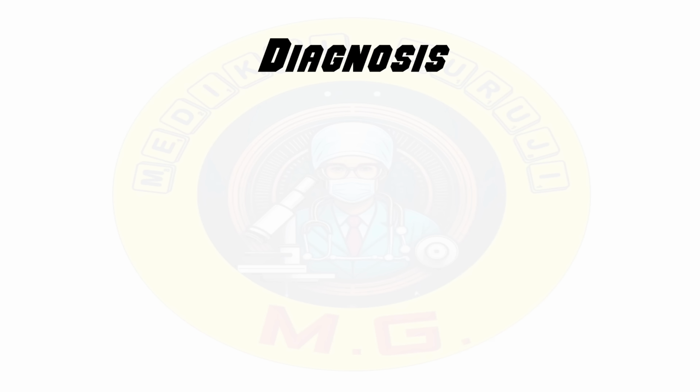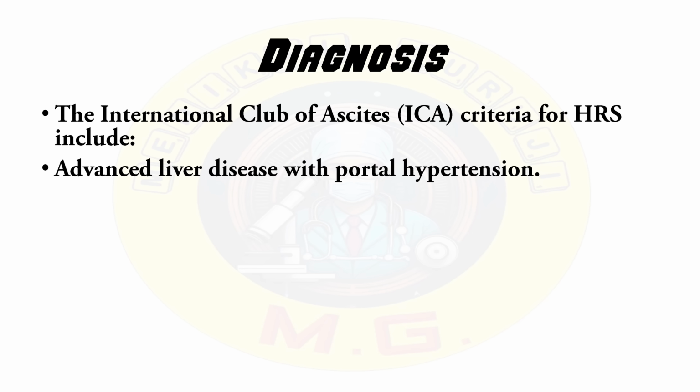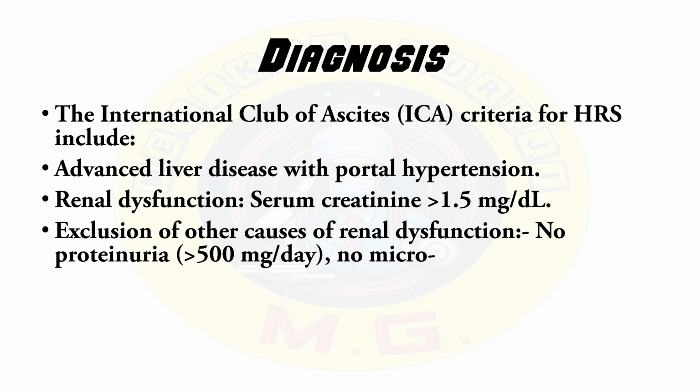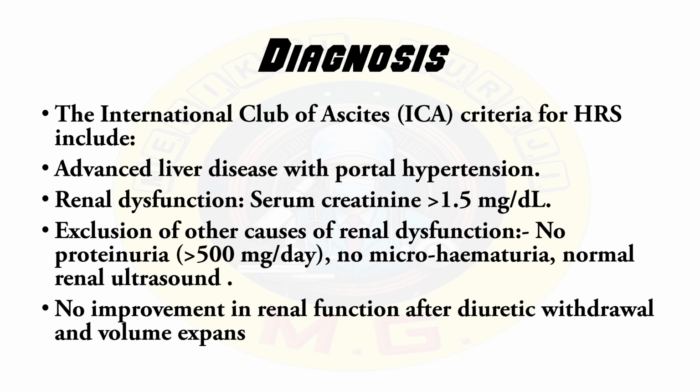Coming to diagnosis, the diagnosis of hepatorenal syndrome is based on clinical criteria as there are no specific diagnostic tests. The International Club of Ascites (ICA) criteria for hepatorenal syndrome include advanced liver disease with portal hypertension, renal dysfunction, that is serum creatinine more than 1.5 mg per deciliter, exclusion of other causes of renal dysfunction, that is no proteinuria more than 500 mg per day, no microhematuria, and normal renal ultrasound. No improvement in renal function after diuretic withdrawal and volume expansion with albumin.